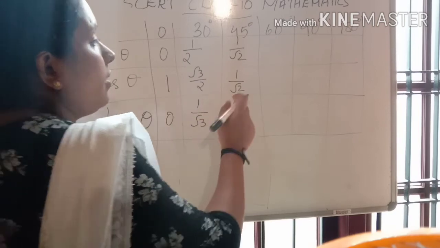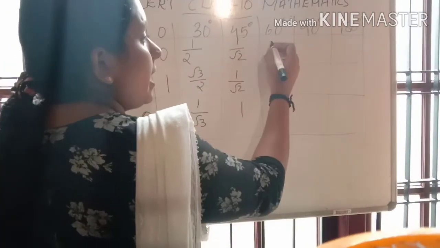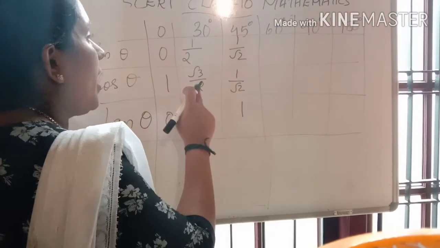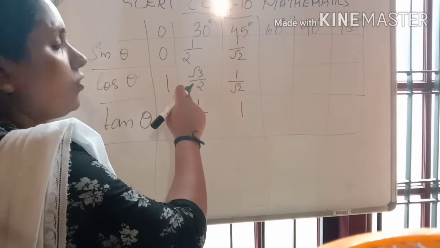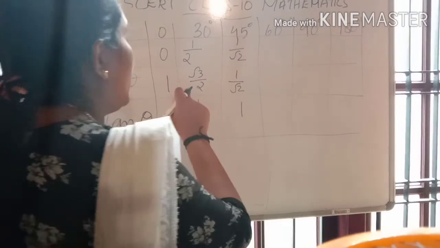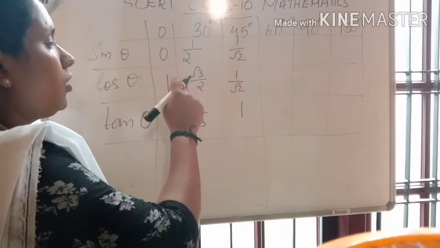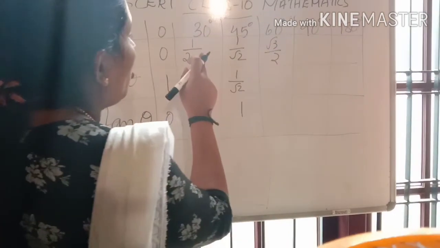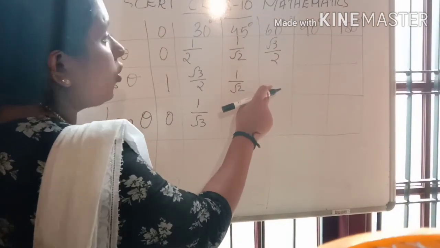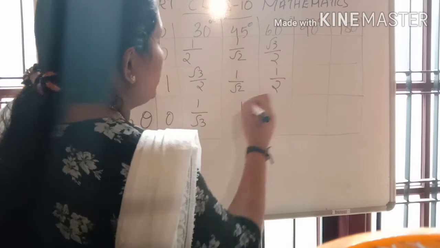Sin 60 is the same value as cos 30, that is root 3 by 2. Sin 30 will be equal to cos 60, which is 1 by 2. Here sin 60 divided by cos 60 is root 3.